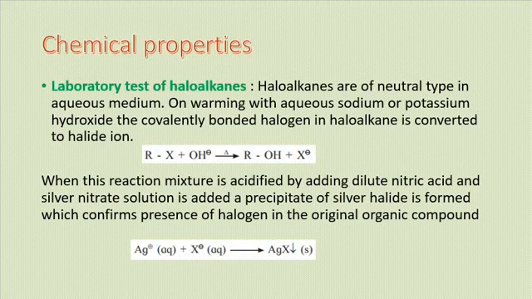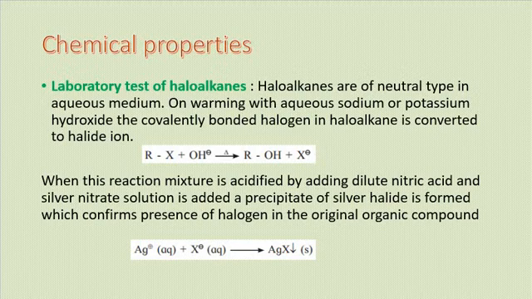Laboratory test of haloalkane. Haloalkanes are neutral type in aqueous medium. On warming with potassium hydroxide solution, halogen will come into the solution as halide ion, that is X⁻ you are seeing in the equation, and when the solution is treated with dilute nitric acid and silver nitrate solution, we will get to see silver halide precipitate, which confirms the presence of halogen atom in the organic compound whatever we have taken.